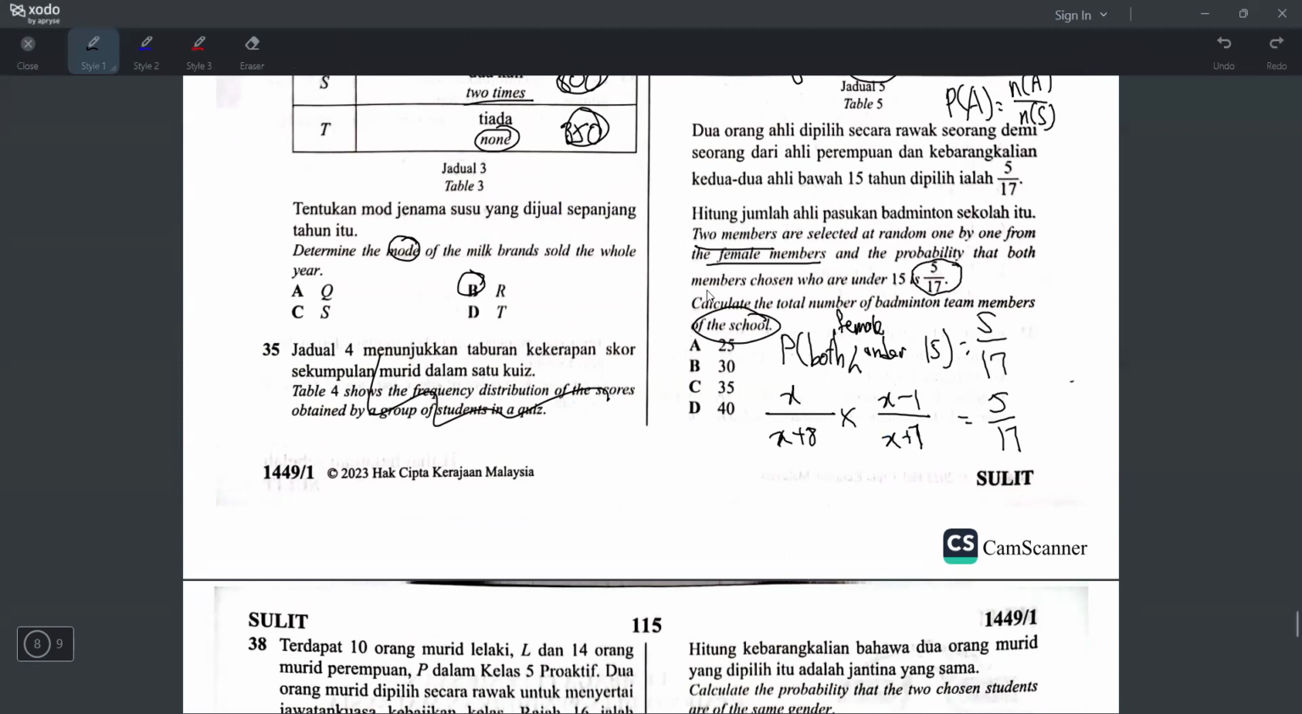Okay, sekarang apa kita boleh buat? Kita boleh cari X. Okay, so we have fraction darab fraction. So macam mana nak darab, atas darab atas, bawah darab bawah. So x times x minus 1, x square minus x. Bawah darab bawah, x times x square, x times 7, 7x, 7x plus 8x plus 15x, 8 times 7, 56. Okay, so x plus 8 times x plus 7, ini maksud dia macam ni. You have to darab macam ni, macam ni, macam ni, macam ni, right? So x times x square, x times 7, 7x plus 8x, 15x plus 56, equals 5 over 17.